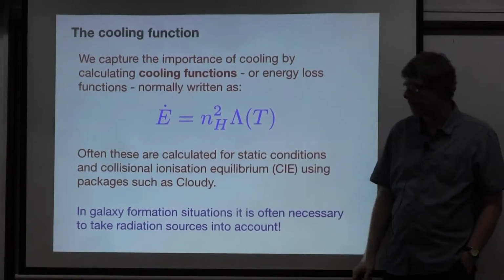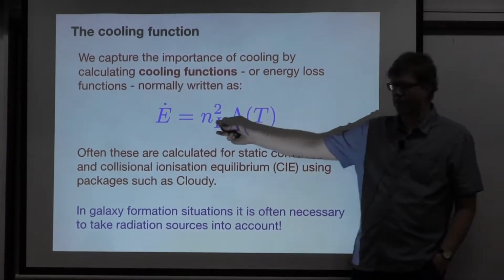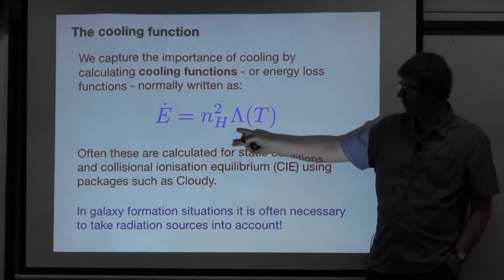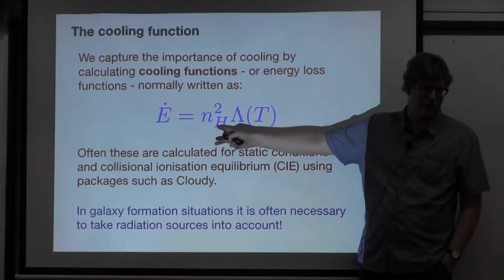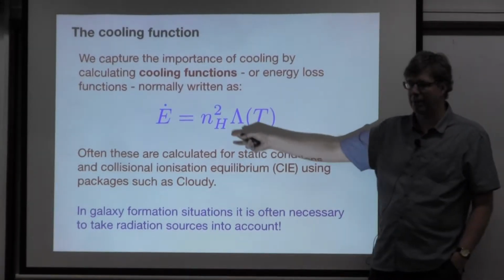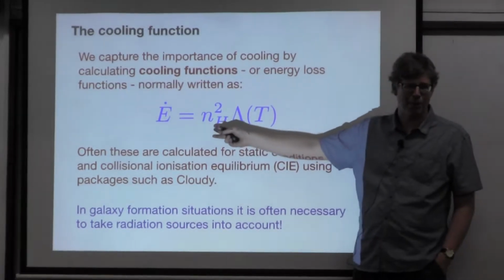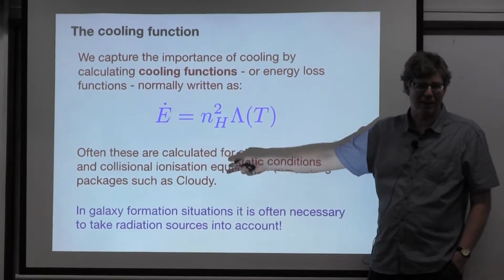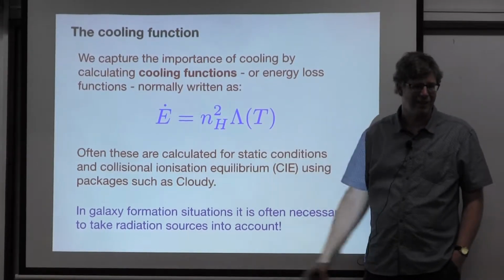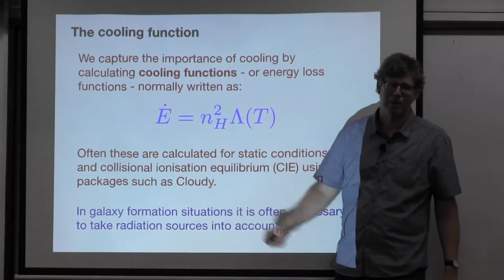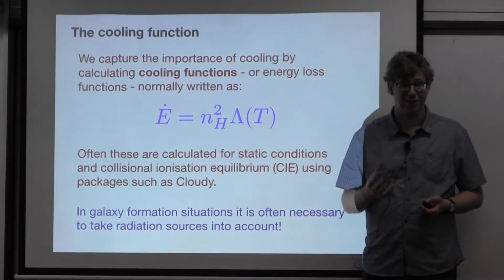The reason why we take the density squared out here, and people... Unfortunately, there is no standard here. Here I took the total hydrogen density, so ionized and neutral. Some people take electron density times proton density, sometimes electron density squared. Some people take ionized hydrogen density squared. You have to look up what definition people use, because those things make a difference, right?